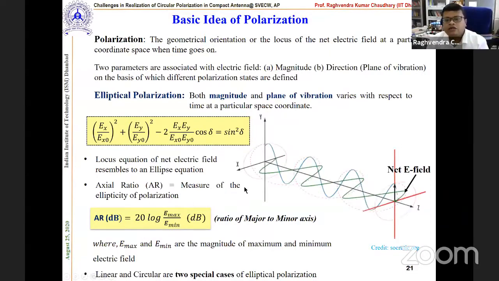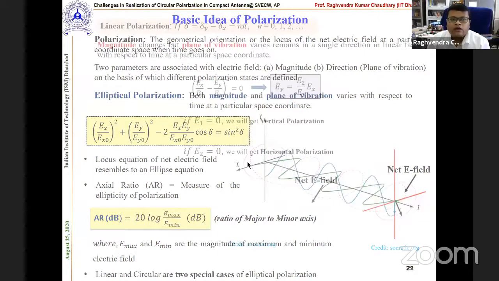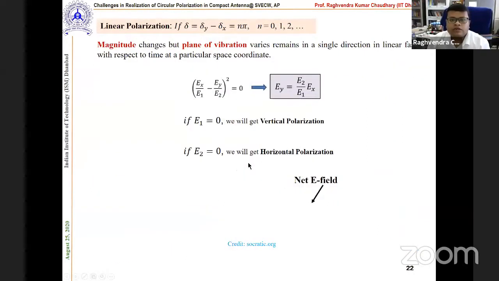If you see this picture, you will find there are two field components, one green and another blue, and this is a time varying situation. At the last, if you see, after some time, you will find this will trace an ellipse, because it depends on the magnitude of these electrical fields and the phase. So this is the best equation. You can write a MATLAB code and find out what kind of different shapes you will be getting.